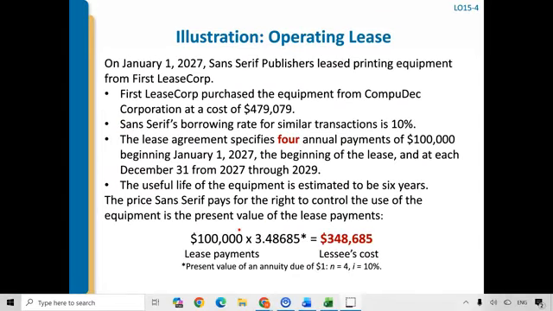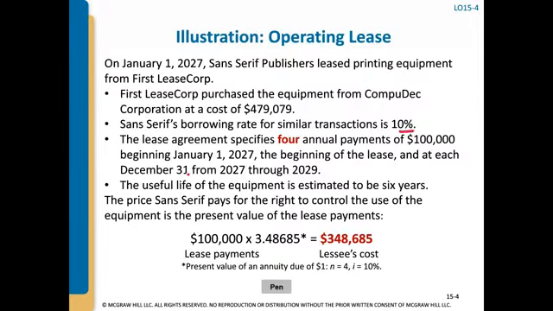Let's go through an example. On January 1, 2027, Sans Serif Publishers leased printing equipment from Lease Corp. First, Lease Corp purchased the equipment from CompuDeck Corporation at a cost of $479,000. Sans Serif's borrowing rate for similar transactions is 10%, and the lease agreement specifies 4 annual payments of $100,000 each, beginning January 1, 2027, and at each year, December 31, 2027 through 2029. And the useful life of the equipment is estimated to be 6 years.